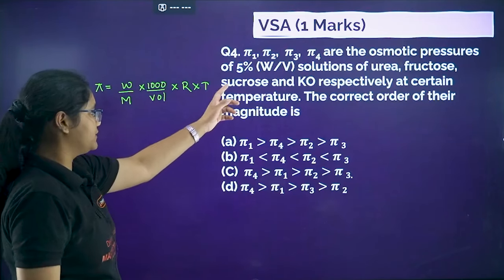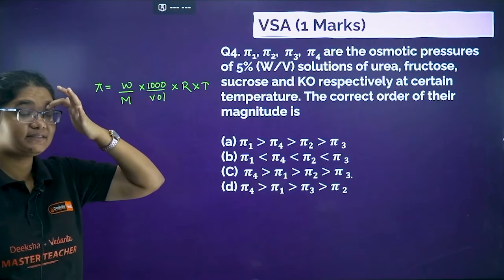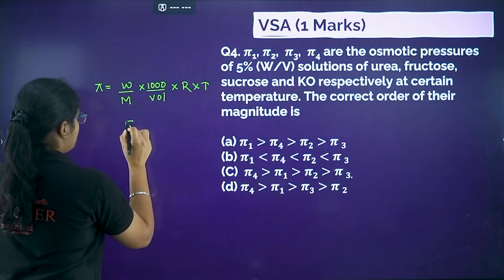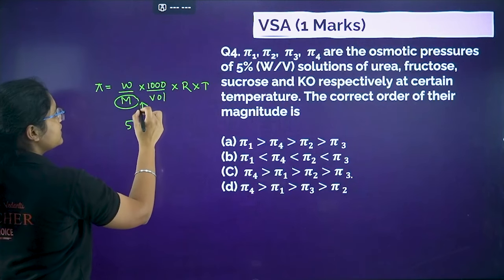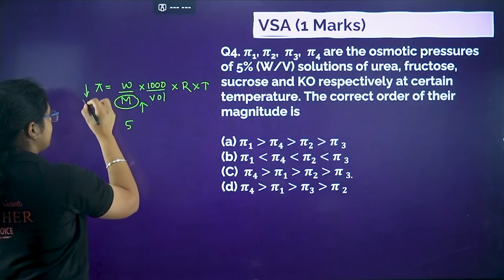Now see, there is 5% W by V. 5% means this W is 5. Okay. Now whosever molar mass will be higher, other all things are constant, wherever molar mass will be higher, pi value will be lesser.